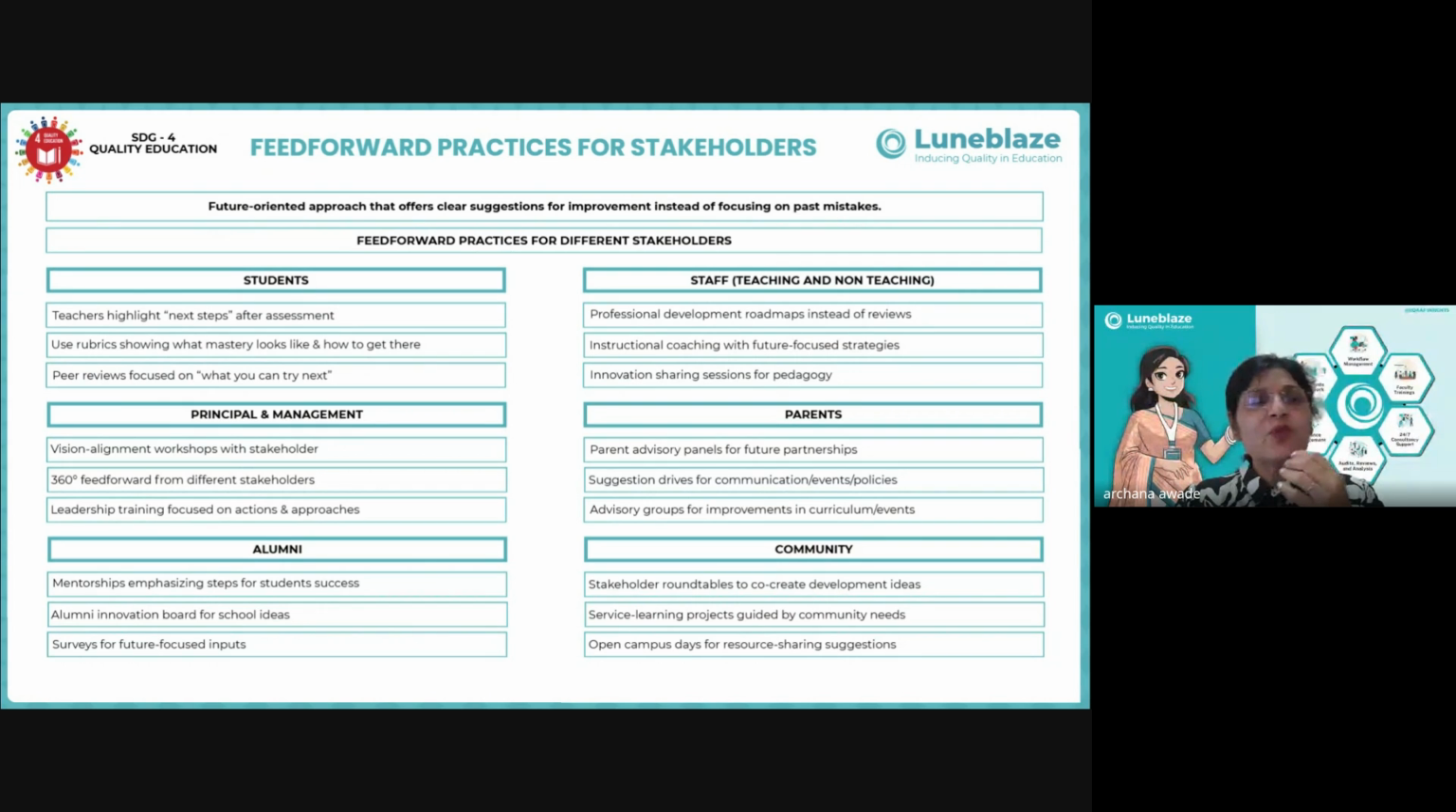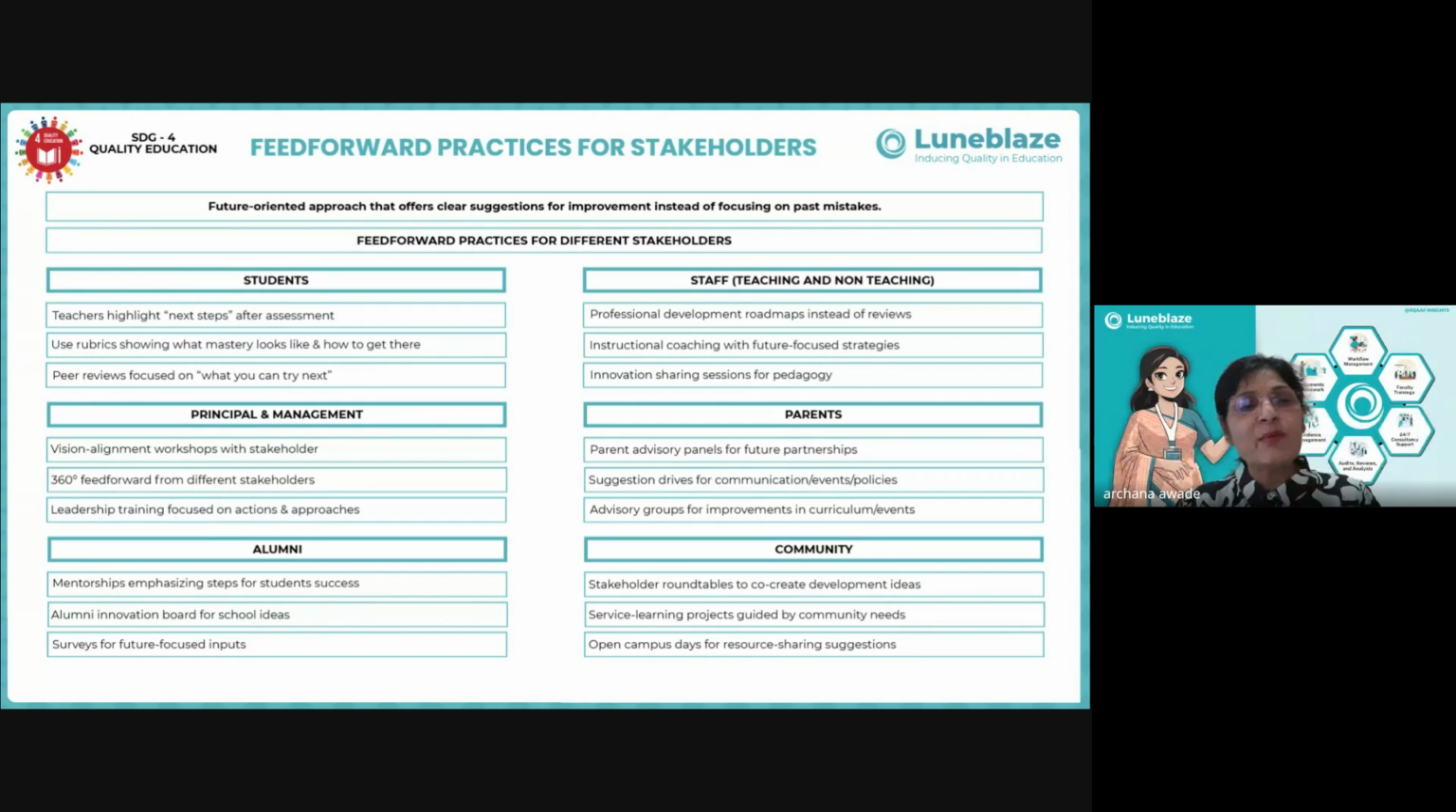Then alumni, so mentorship focusing on steps for student success. Alumni may have provided mentorship in the past, and the weaknesses they have highlighted can be taken as a feed forward action. We can also have alumni innovation boards to tap the expertise of this alumni group for fresh ideas. Then we can also have a survey for forward-looking inputs.